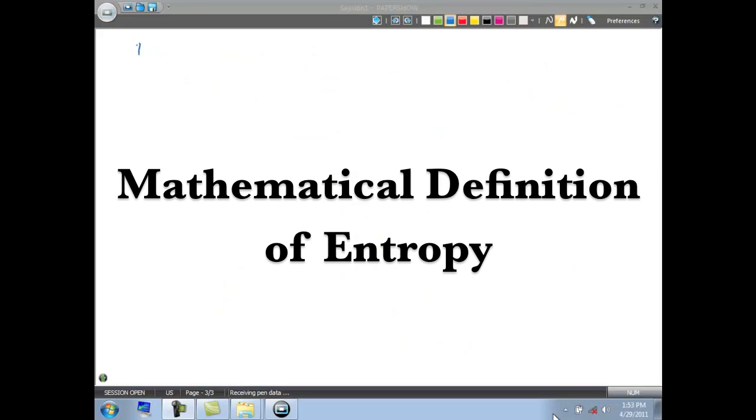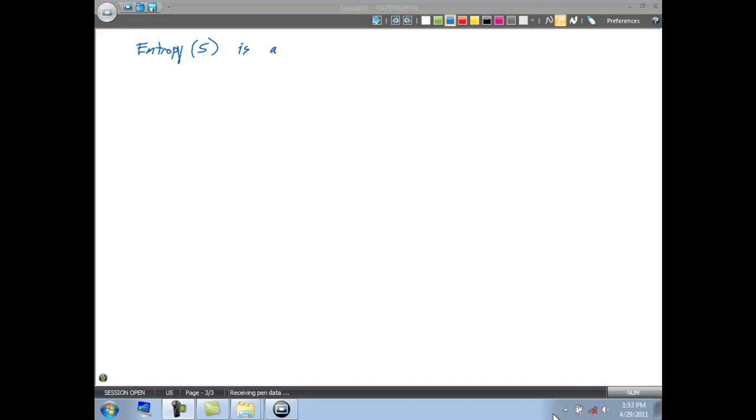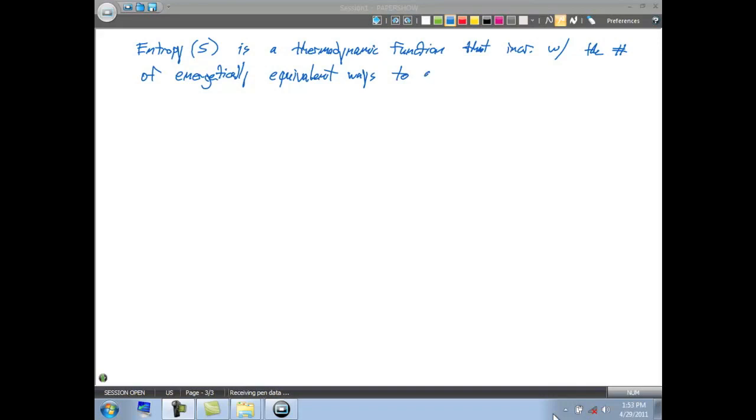So entropy, which is abbreviated with a capital S, is a thermodynamic function that increases with the number of energetically equivalent ways to arrange the components of a system to achieve a particular state.